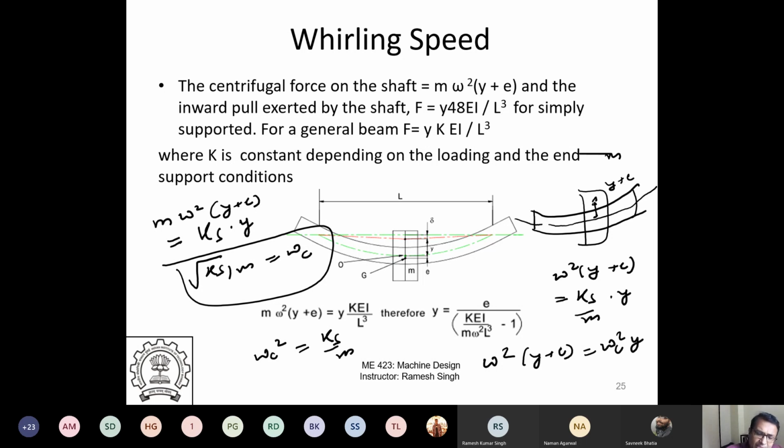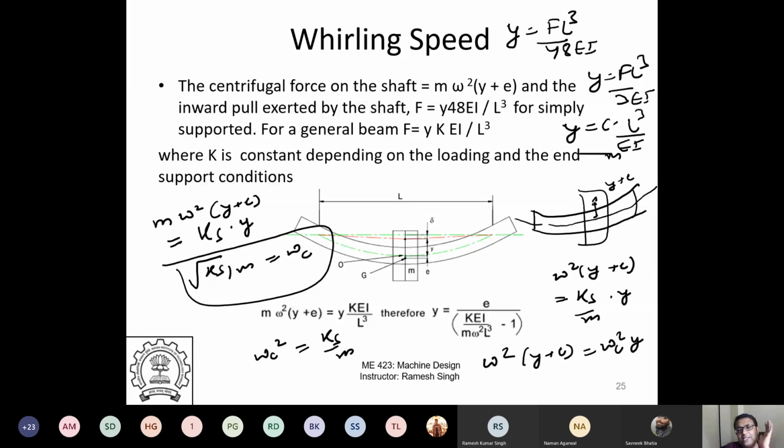And y, typically in this kind of condition, if a simply supported beam is there, y is FL cube by 48 EI. If it's a cantilever, y will be FL cube over 3 EI. For a general condition, I can assume y is some constant times L cube over EI. That I can safely assume, right? Because that's how the shafts are. So this is the concept I wanted to show, how you get this.